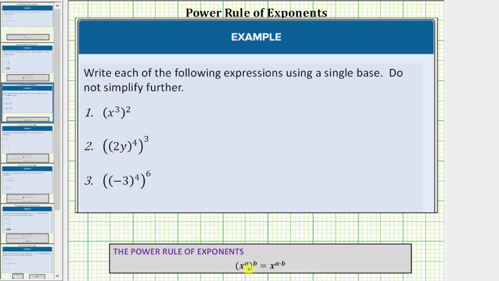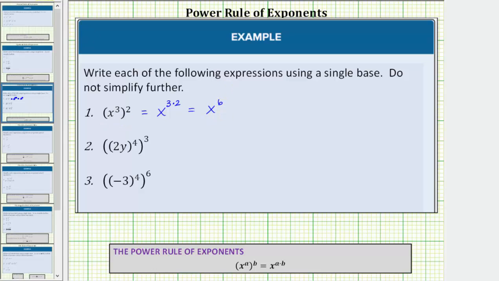We will see why this rule makes sense after we take a look at number 1. For number 1, we have x to the third squared, or x to the third raised to the second power. Because we have powers raised to powers, we multiply the exponents. X to the third squared is equal to x raised to the power of 3 times 2. 3 times 2 is equal to 6. This simplifies to x to the sixth.